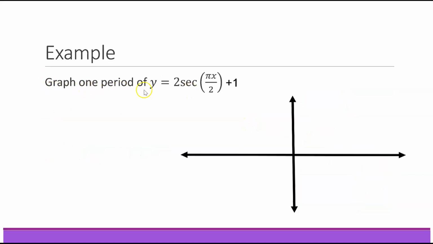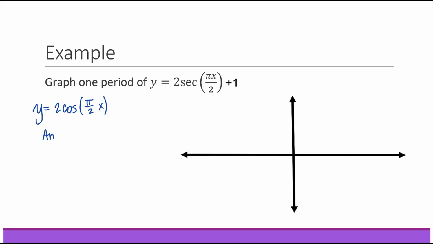In this example, let's graph one period of 2 secant of pi x over 2 plus 1. So we're going to start by graphing y equals 2 cosine of pi over 2, I'm going to leave the pi over 2 in front of the x. And I'm not going to graph the plus 1. I'm not going to address the vertical translation. So I'm just going to go ahead and work with 2 cosine of pi over 2 x.